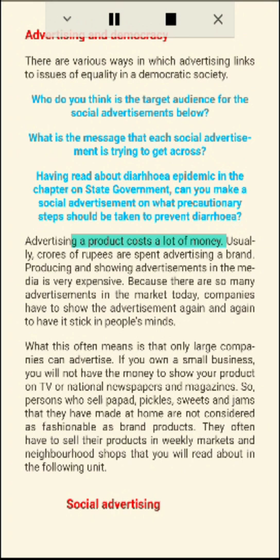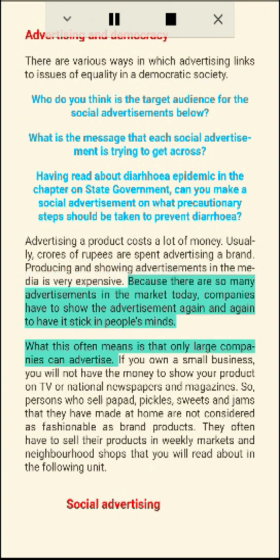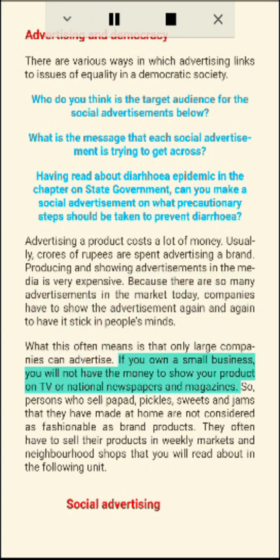Advertising. A product costs a lot of money. Usually, crores of rupees are spent advertising a brand. Producing and showing advertisements in the media is very expensive. Because there are so many advertisements in the market today, companies have to show the advertisement again and again to have it stick in people's minds. What this often means is that only large companies can advertise.